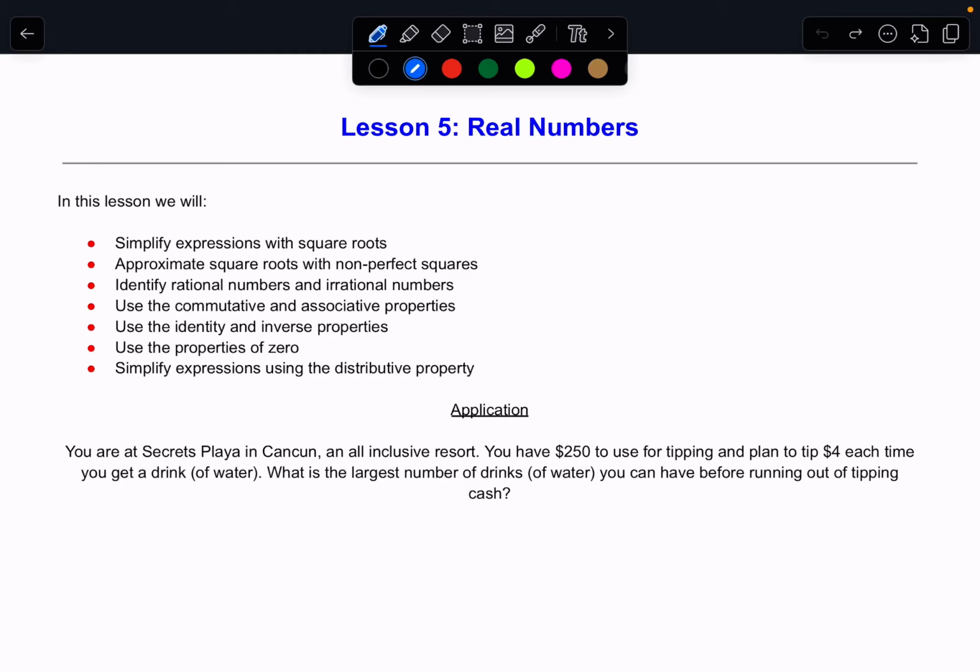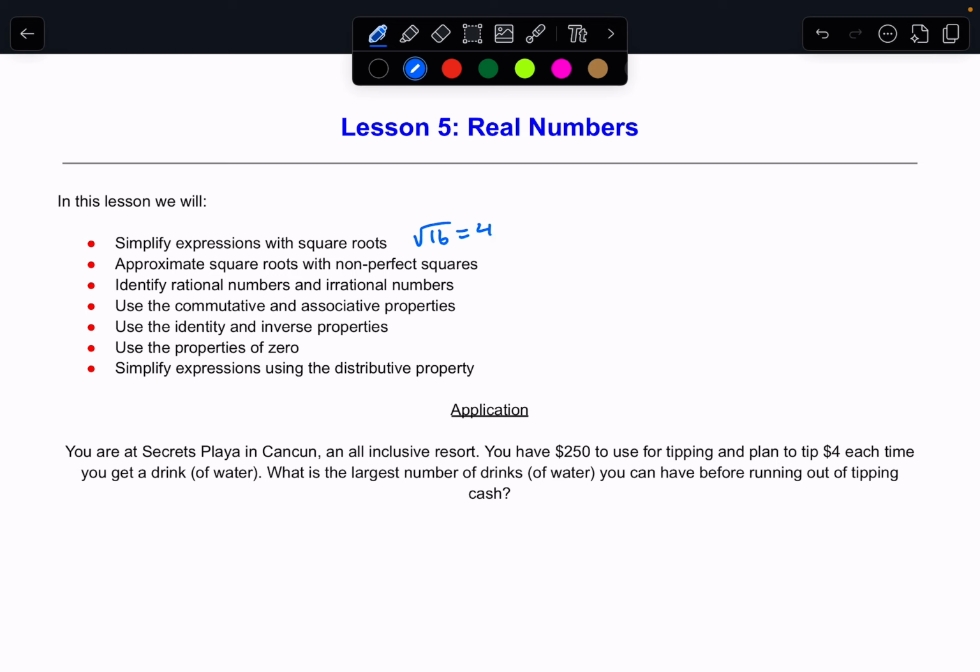Hello friends, we're going to be learning about real numbers today. This is lesson 5 in our course, and we're going to do a whole lot in this. We're going to be simplifying square roots of perfect squares. So for example, we can simplify square root 16 to be positive 4.